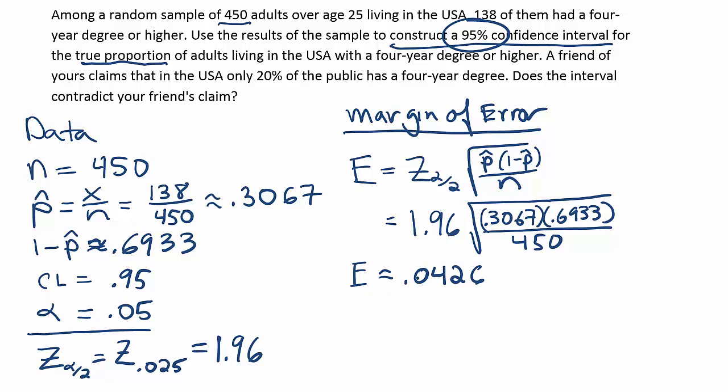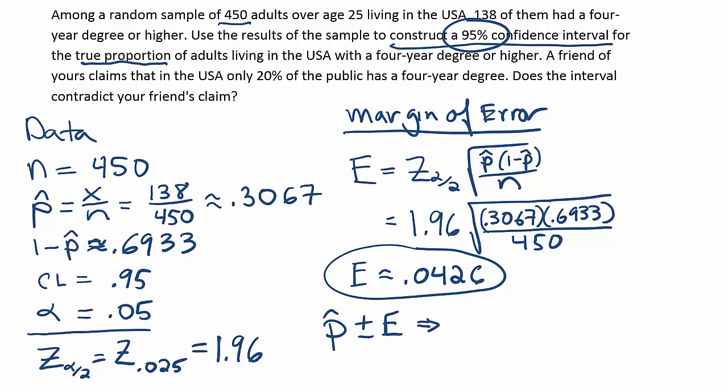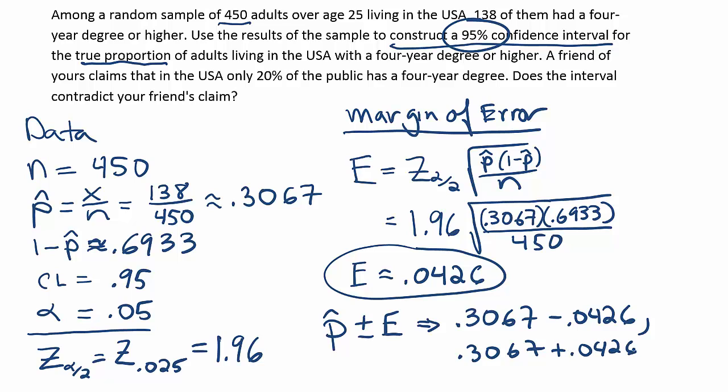And once you have your E, you're going to use that in the final step of the process. So the last step is to fill in the formula by doing p hat plus or minus the error, right? And we'll actually do the subtraction part first. So it'll be p hat, which is 0.3067 minus 0.0426. And then we'll have 0.3067 plus 0.0426.